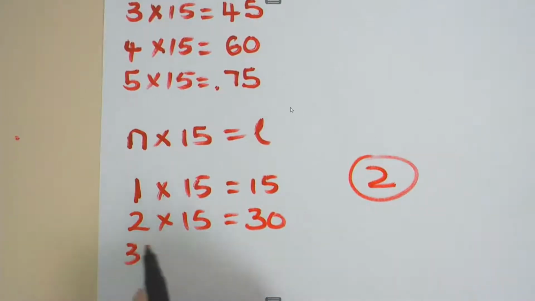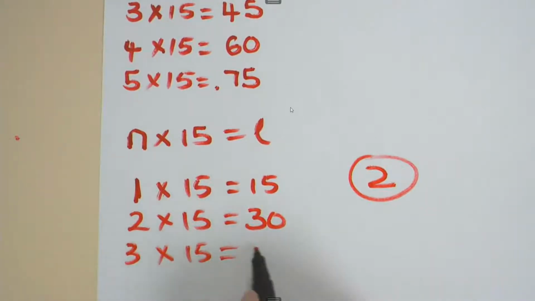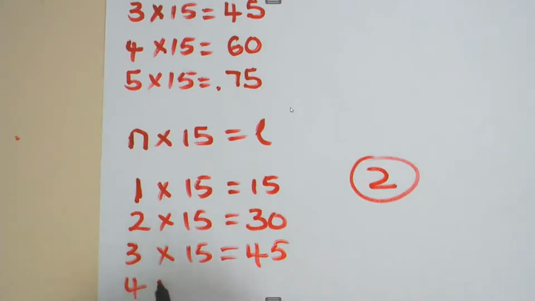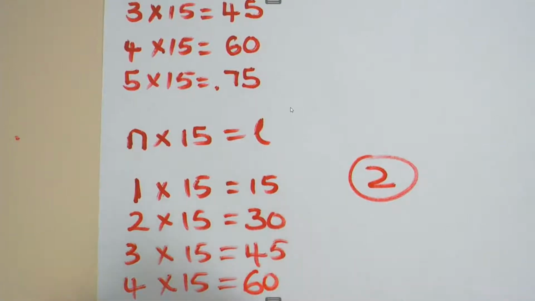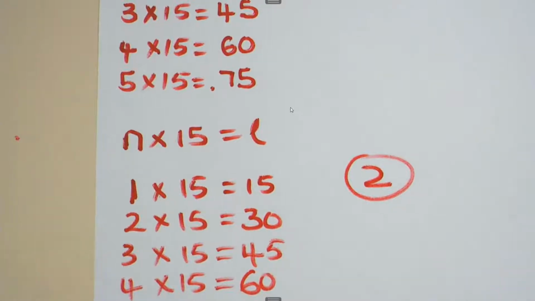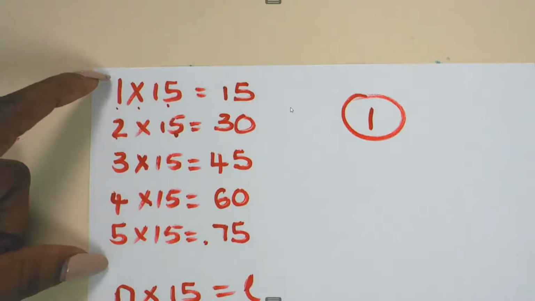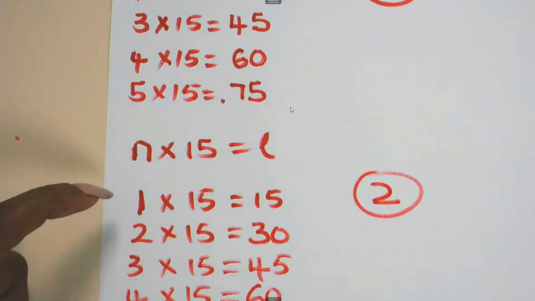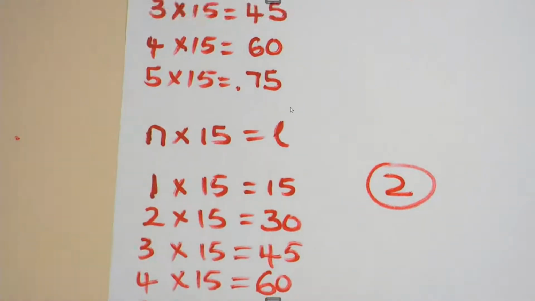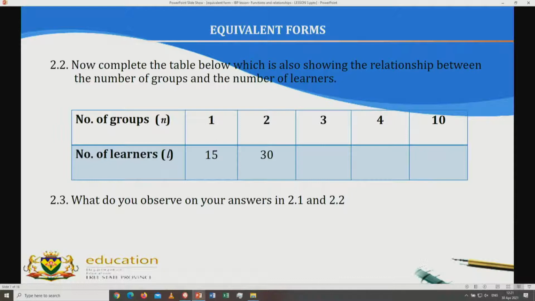Now, 3 multiplied by 15 equals 45, and then 4 multiplied by 15 equals 60, and then 5 multiplied by 15 equals 75. Now that we have found the output values from the flow diagram and the output values from the table, we are going to show the relationship between the numbers in a table and the flow diagram.